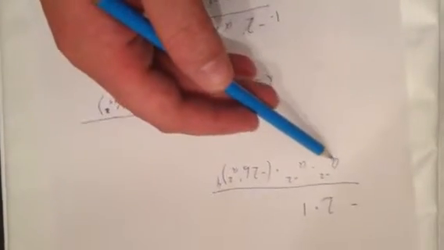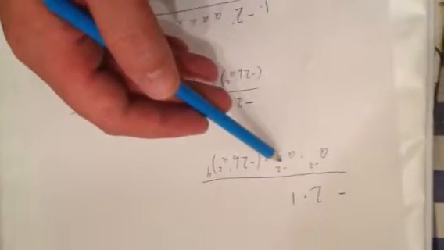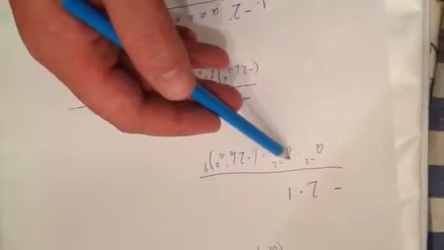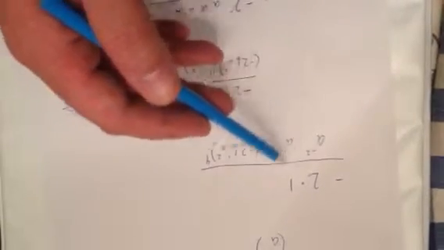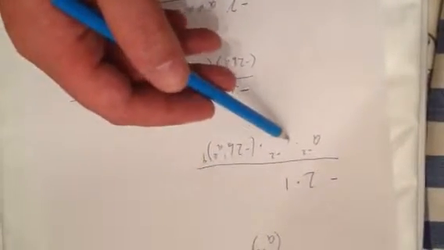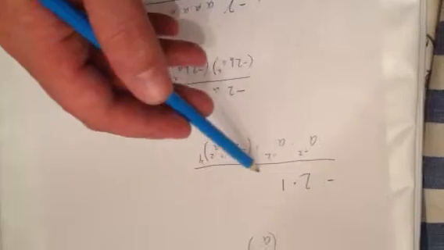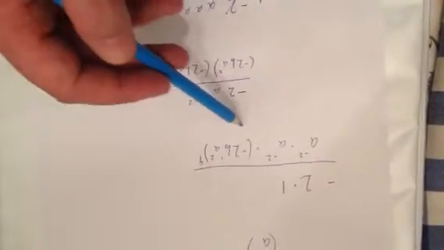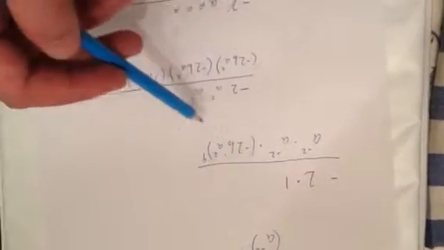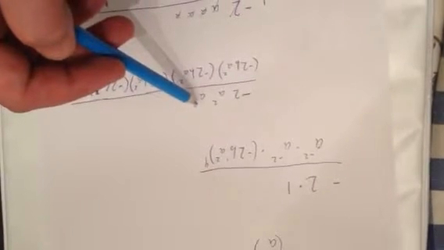Now, from here, a to the negative 2, a to the negative 2, you know that means that it wants me to either jump up, or if I'm up, move down. So in this case, a goes up, and that's a squared. A goes up, a squared.